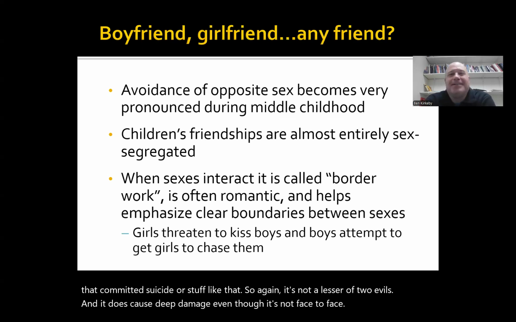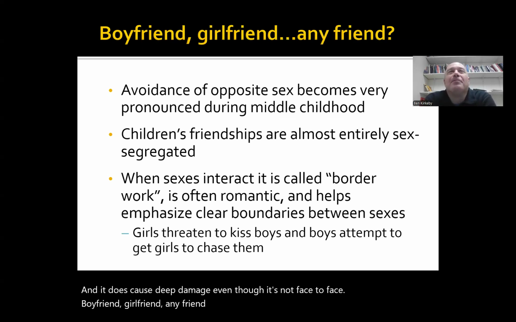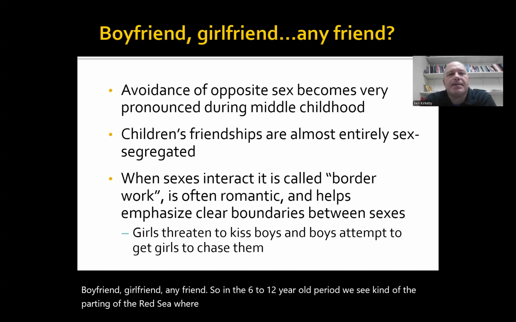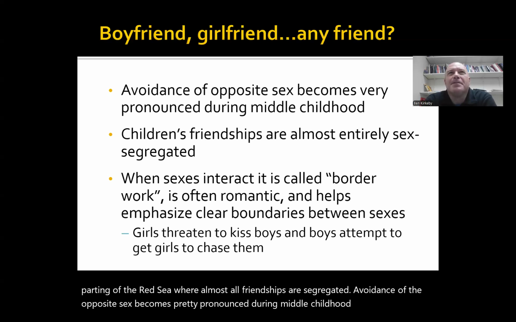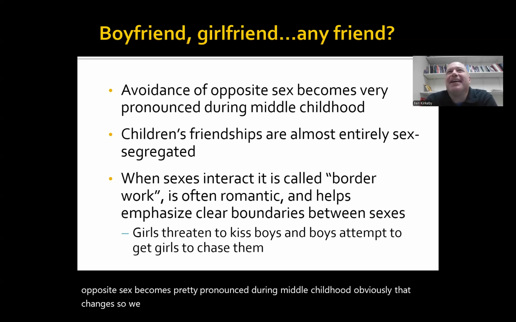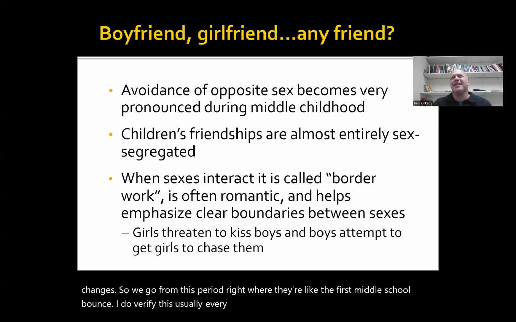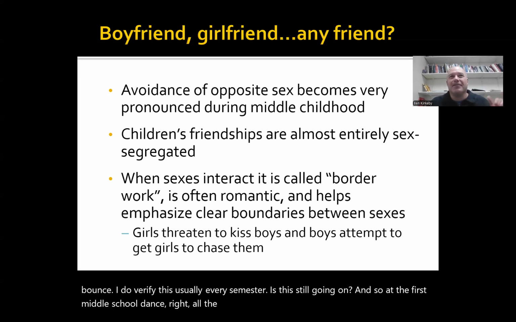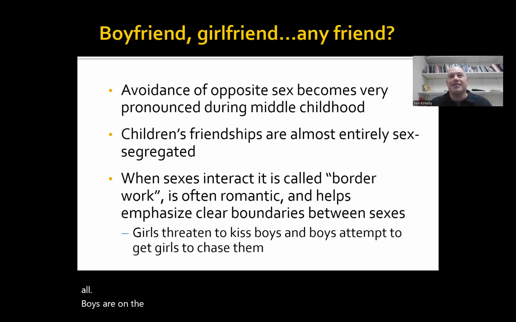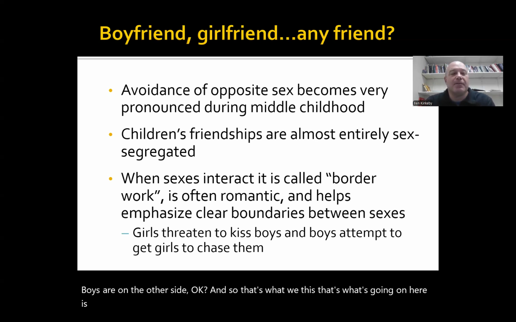Boyfriend, girlfriend, any friend? So in the 6 to 12-year-old period, we see kind of the parting of the Red Sea where almost all friendships are sex segregated. Avoidance of the opposite sex becomes pretty pronounced during middle childhood. Obviously, that changes. So you go from this period, right, where they're like the first middle school dance. I do verify this usually every semester. Is it still going on? And so at the first middle school dance, right, all the girls are on one side of the gym or whatever it is, and all the boys are on the other side.